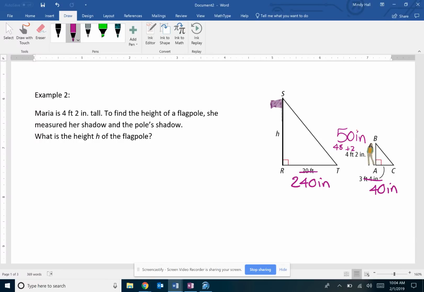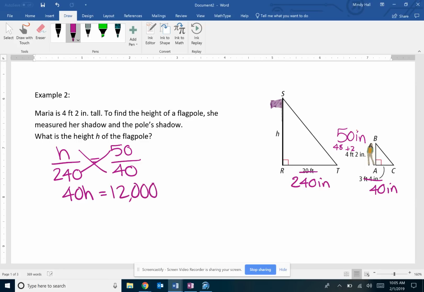So, setting it up, you have a bunch of options, but we'll set it up this time. H over 240 equals 50 over 40. If you chose to set it up a different way, it would be okay as long as 40 was still getting multiplied to the H and 50 was getting multiplied to 240. So that would give us 40H equals 12,000.